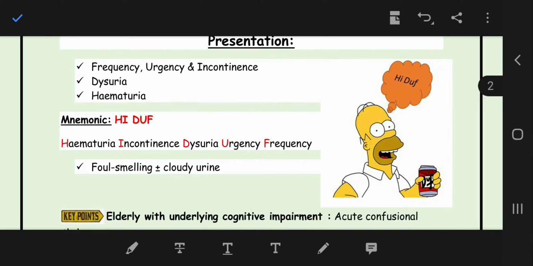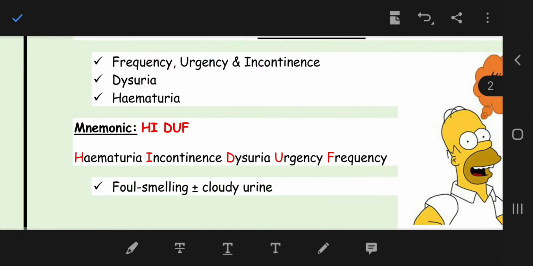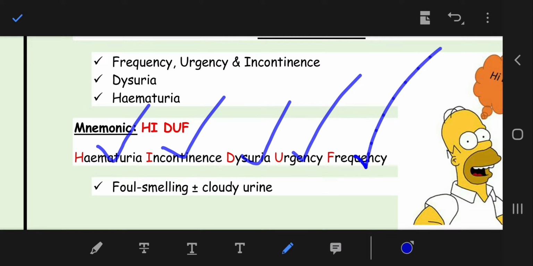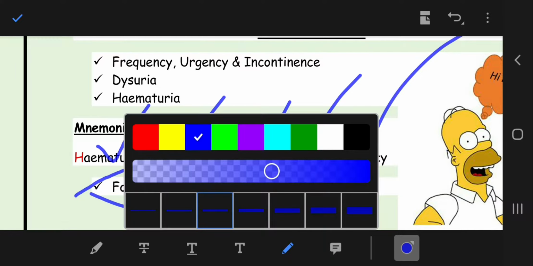Presentation. We have here Homer Simpson. What is it saying? HIDUF. So what does it stand for? H for hematuria, I for incontinence, D for dysuria, U for urgency, and F for frequency. So HIDUF. Bear in mind, you can get foul smelling urine or cloudy urine as well.